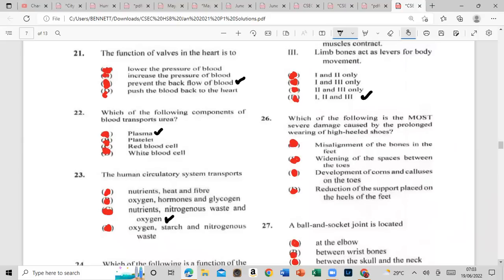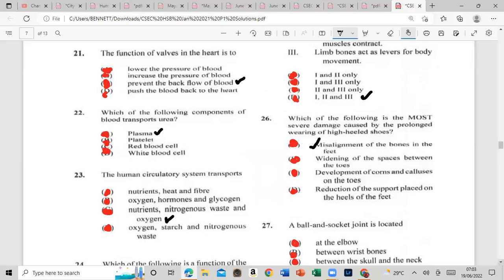26. Which of the following is the most severe damage caused by the prolonged wearing of high heel shoes? Ladies. A, misalignment of bones in the feet. B, widening of space between the toes. C, development of corns and calluses on the toes. D, reduction of support balance on the heels of the feet. And that's A. So ladies, you like to dress up in your heels, but don't do it too much, all right?